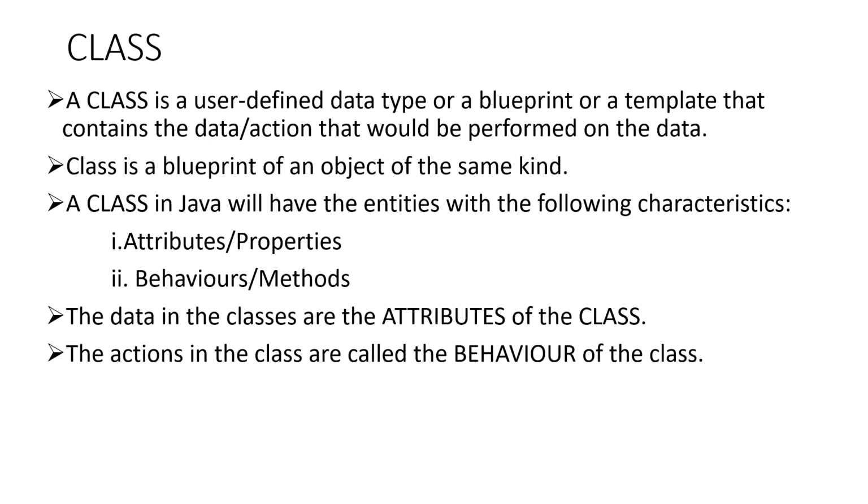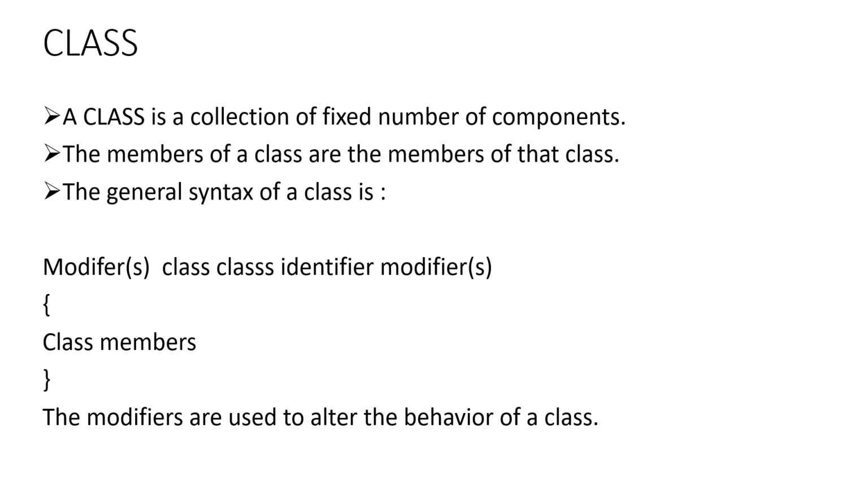But you need to take note that in Java, a car would have different entities, with different characteristics. It can have the attributes, or you say the properties, and it can have the behavior, or you say the method. For a class, the data in the class are the attributes of that class. Also, the actions that are performed by those objects are what we call the behavior of that class.